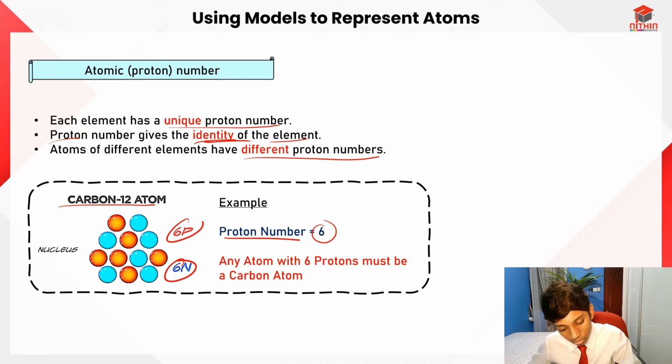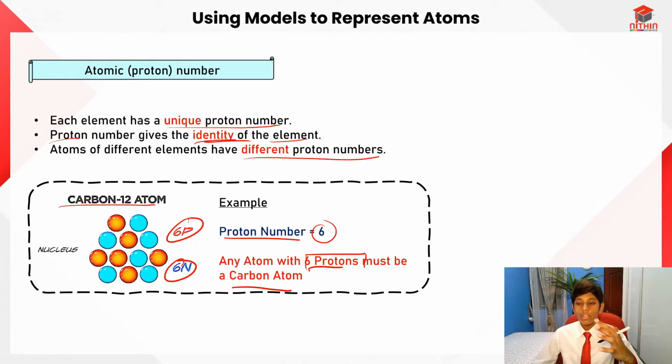Meaning that it has 6 protons, and any atom with 6 protons must be a carbon atom, because only one element can have a certain number of protons. So only carbon has 6 protons, so it can't have 5 protons or 4 protons or 7 protons. Another element can have 5, 4, 3, 2, 1, any number of protons, but it can't be 6 because carbon has 6 protons. So I think you understand what I'm trying to say here. So an atom with 6 protons must be a carbon atom.